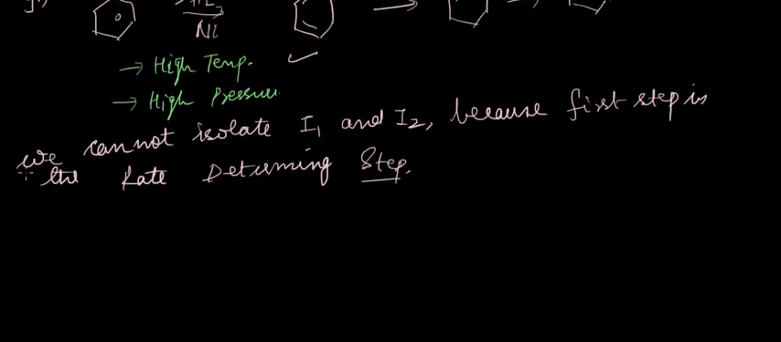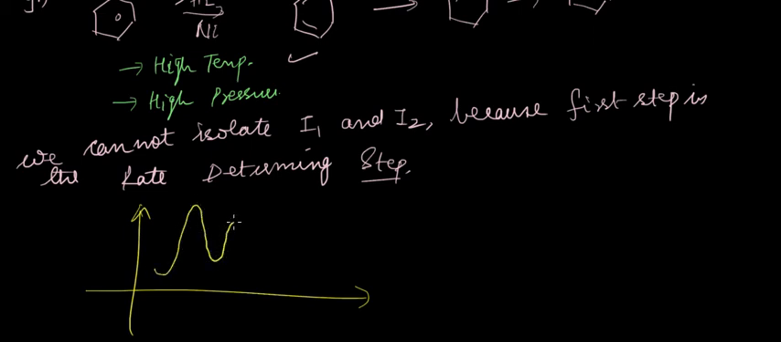Okay, so let us draw an energy graph for the same. If we have this as the energy graph, then you can easily imagine that this much amount of energy or activation energy is required for I1 and for I2 to form before the final product is formed. Okay, so with this we end our lecture.